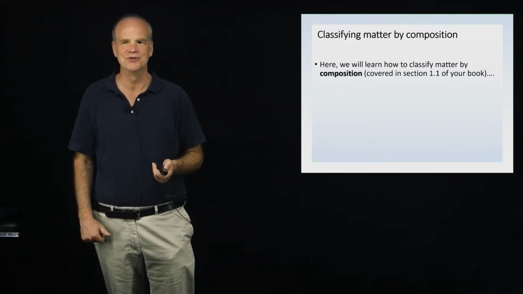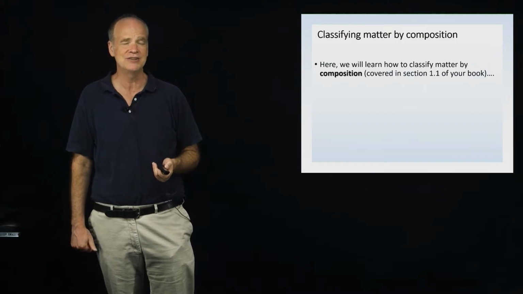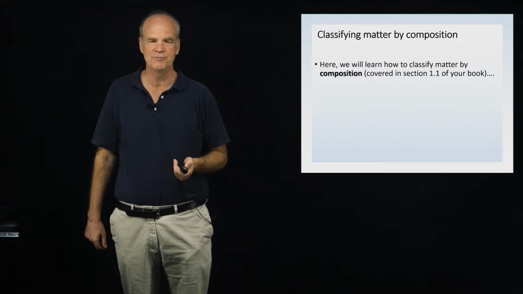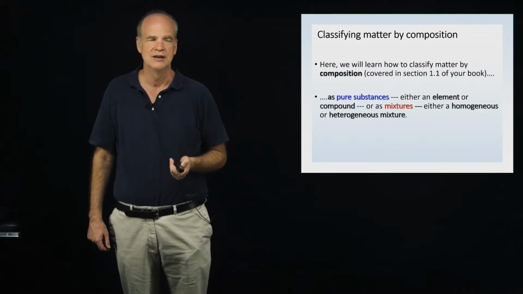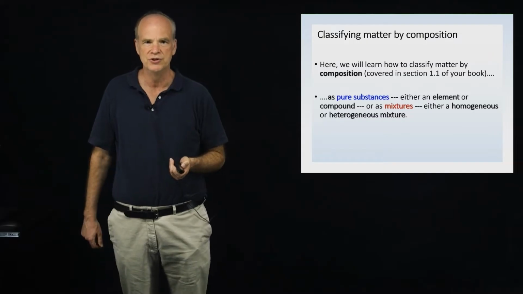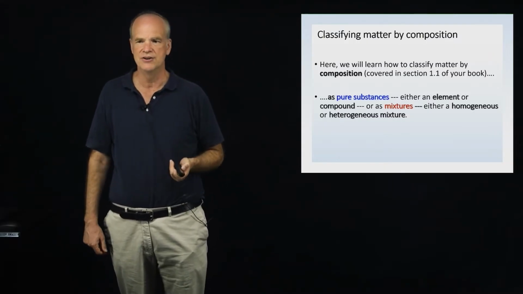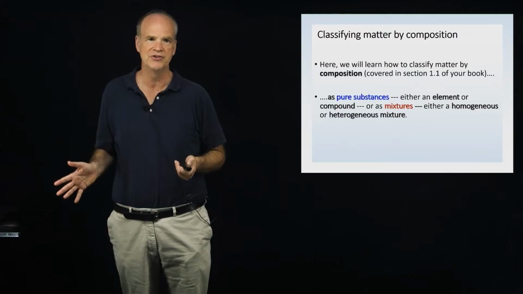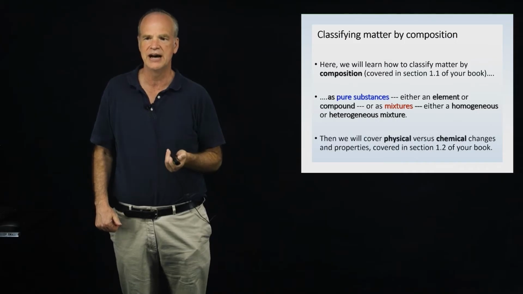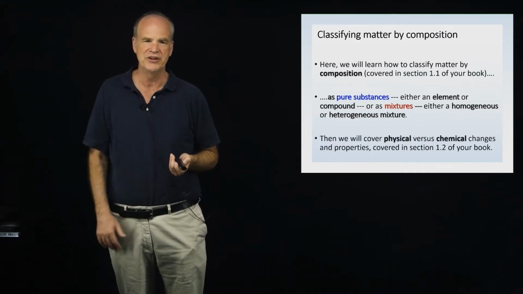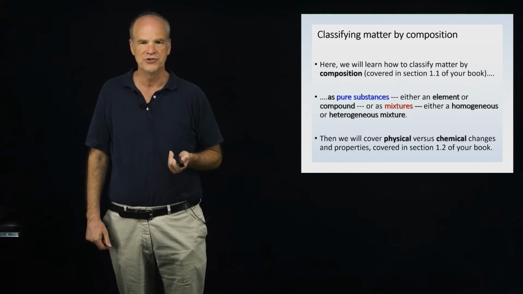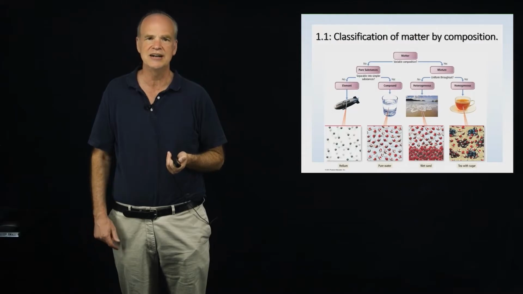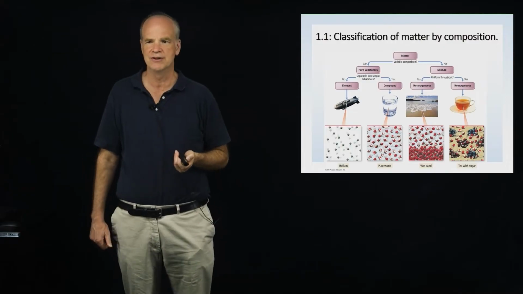And so now what I'm going to do is talk a little bit about how we classify matter in terms of composition. How we do that is covered in chapter 1.1 of your book. In general, what we do is we subdivide matter into two kinds of chunks. One kind are pure substances and another kind are mixtures, and I'll talk a little bit more about that. And then at the very end of the presentation, I'll talk a little bit about physical versus chemical changes and physical versus chemical properties.